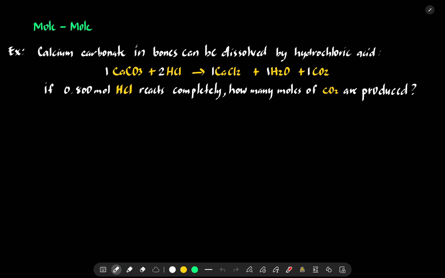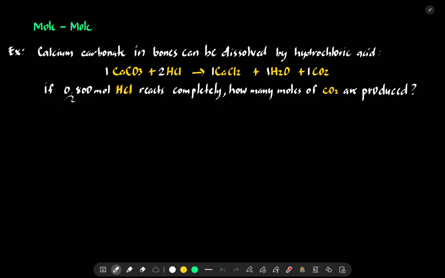Okay? So now let us read what is the problem. Calcium carbonate in bones can be dissolved by hydrochloric acid. So, given po yung recipe natin dito, yung balanced chemical equation. Ito po yung recipe natin na susundin sa bawat stoichiometric problem. So, we have the reaction of calcium carbonate: 1 mole of calcium carbonate reacted with 2 moles of hydrochloric acid, producing 3 products. We have 1 mole of calcium chloride, 1 mole of water, and 1 mole of CO2.